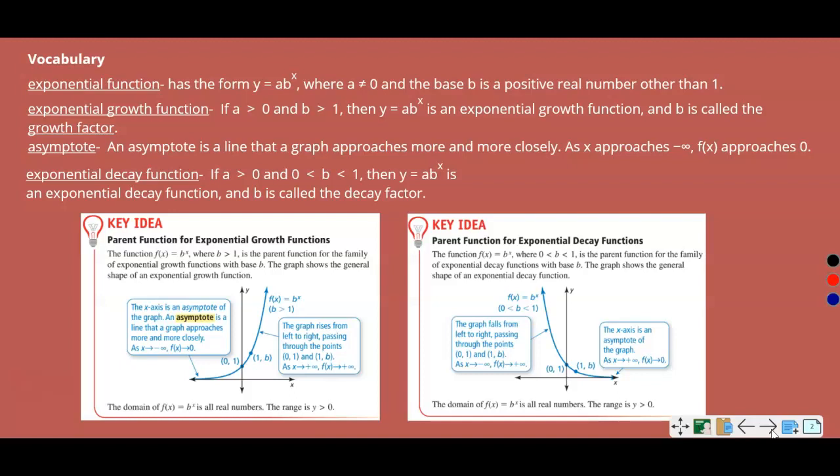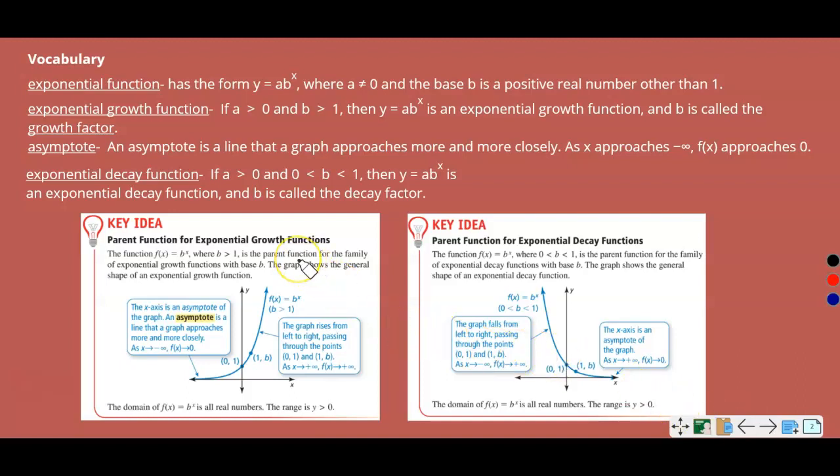Here's the vocabulary that you need to be familiar with. Make sure you get these in your notes. An exponential function has the form y equals a b to the x power, where a is not 0 and the base b is a positive real number other than 1.